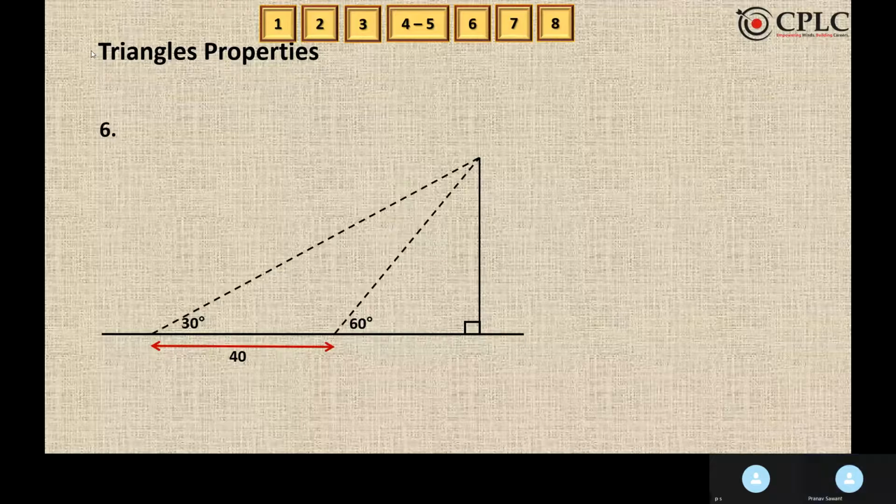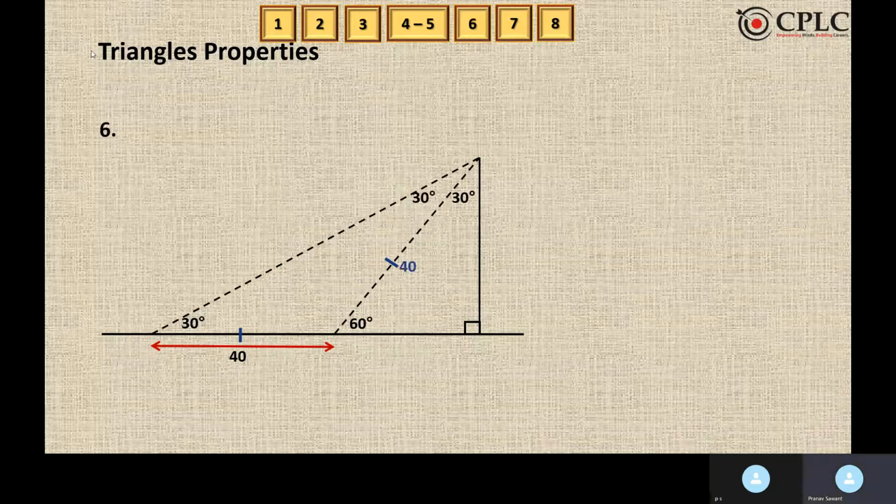Now, if this angle is 60 degrees, the other angle has to be 30 degrees. And if this is 30, the other also has to be 30. Hence, we can say that it's a 30-60-90 triangle. Both these triangles are 30-60-90 triangles. So, these two sides are going to be equal.